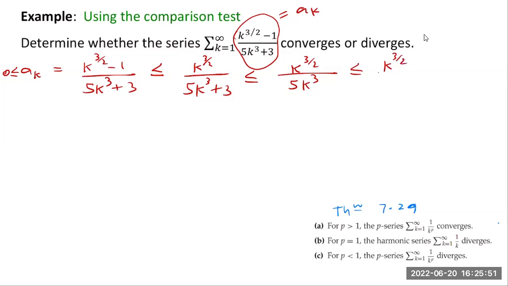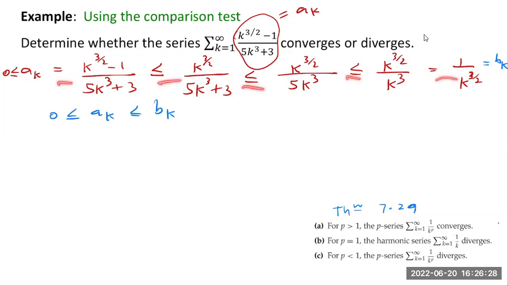K to the power 3 over 2 divided by k cube. Why is that true? Because 5 is a bigger number, I put a smaller number in the denominator. If you put a smaller number in the denominator, you get an even bigger quantity. Now, if you simplify this, this is nothing but 1 over k to the power 3 over 2. That is my BK. I'm going to take this to be my BK. If I take that to be my BK, for all k, I have 0 less than or equal to AK less than or equal to BK, because of this sequence of inequalities and equalities.